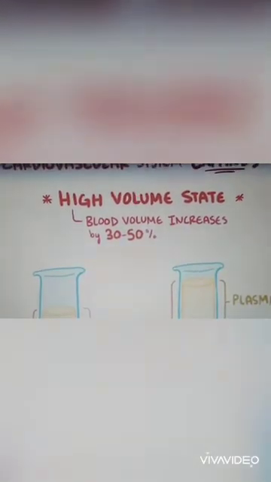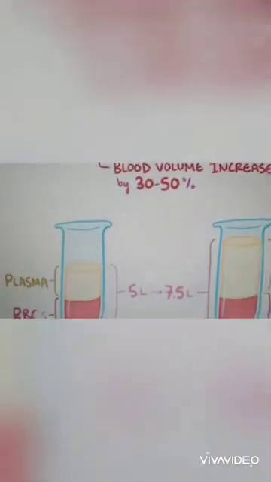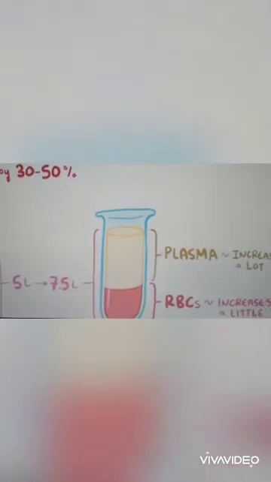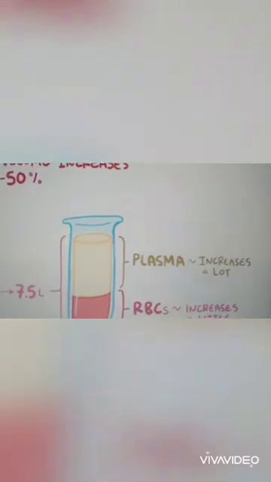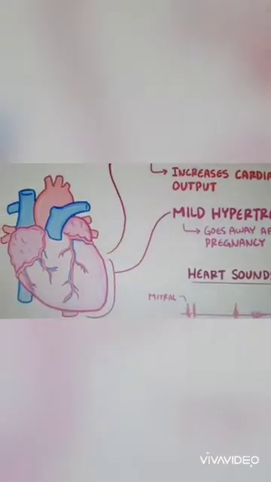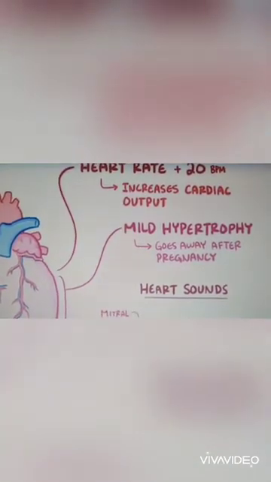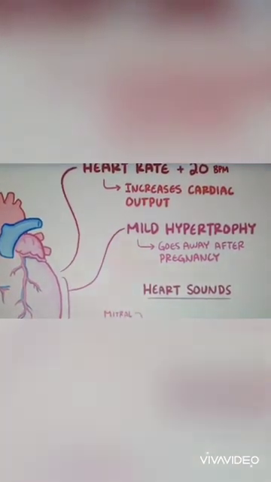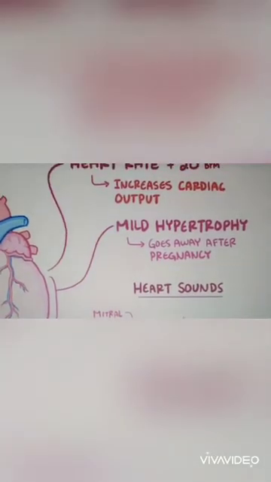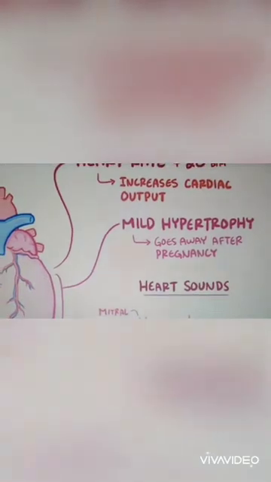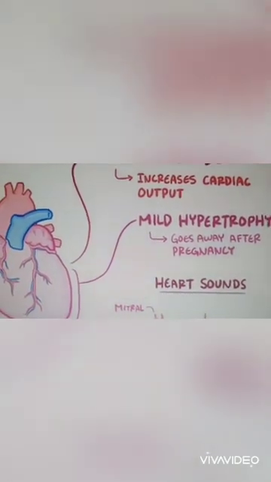In this high volume state, the blood volume will increase by 30 to 50% in pregnancy. It will increase from 5 liters to 7.5 liters, with RBC and plasma also increasing a lot. So when the blood volume increases, it also increases the heart rate and the cardiac output of the heart to reach the blood to the vessels, and it also causes mild hypertrophy during pregnancy, and this mild hypertrophy will be relieved after the pregnancy. It means nothing but an increase in the heartbeat.